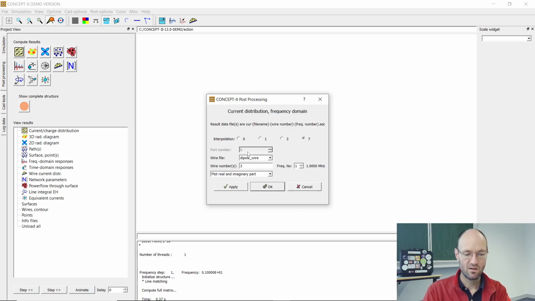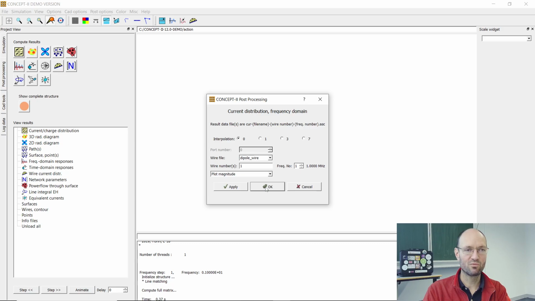Okay, so we say we want to have it on our dipole wire. On wire number 1, there is just one wire for this particular frequency, and maybe we don't want to have real and imaginary part, we want to have the magnitude. And maybe let's do it without any interpolation. So if I click OK, hopefully there's now a plot appearing.